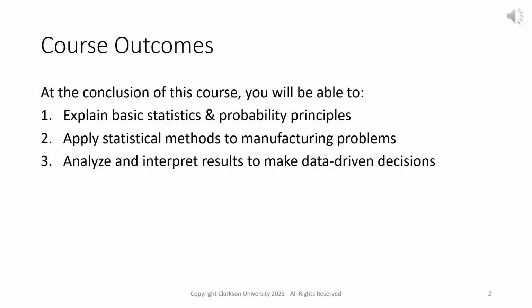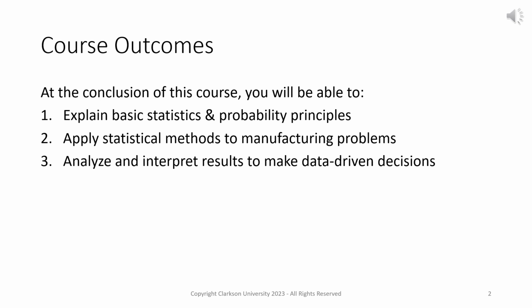The three primary outcomes of this course will enable you to explain basic statistics and probability principles, to apply statistical methods to manufacturing problems, and to analyze and interpret results to make data-driven decisions. There will be other intermediate outcomes as we go through the various modules of this course, but these are the core objectives. Being able to explain basic principles ensures our understanding, which will be tested along the way with brief knowledge checks. But we don't want to just have knowledge without application, so we'll seek to introduce every topic with a relevant manufacturing problem or case study.